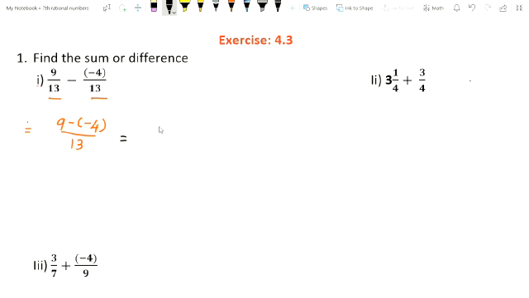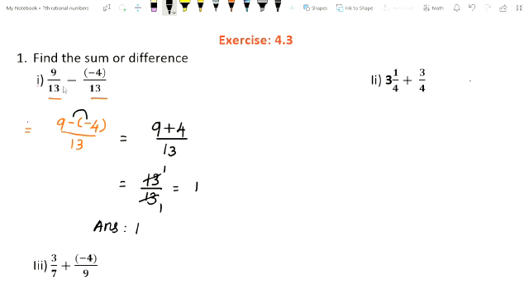Now you should write it: 9. Minus into minus, get plus. So 9 plus 4 by 13. 9 plus 4, what you will get children? 13 by 13. Now divide this. 13 ones are 13. So what is the answer? 1 is the answer.